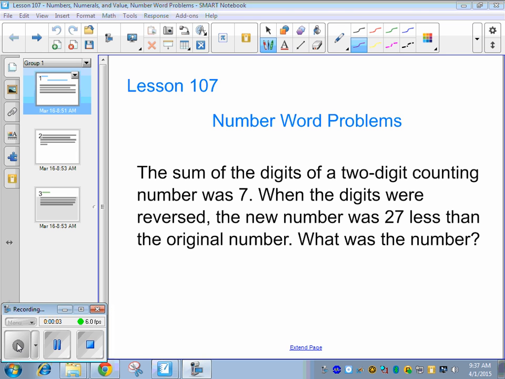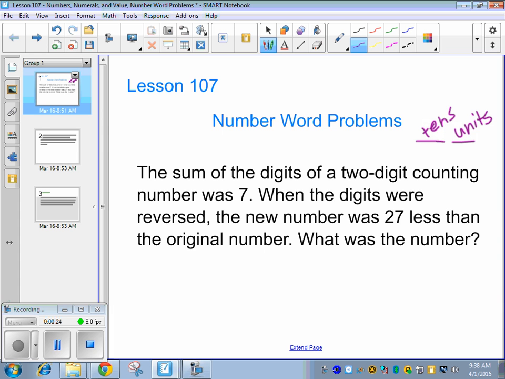All right, so the sum of the digits of a two-digit counting number was 7. So a two-digit counting number is like 27, 36, 52, okay? So some sort of two-digit number. And if we have a two-digit number, then we have a units place and we have a tens place.